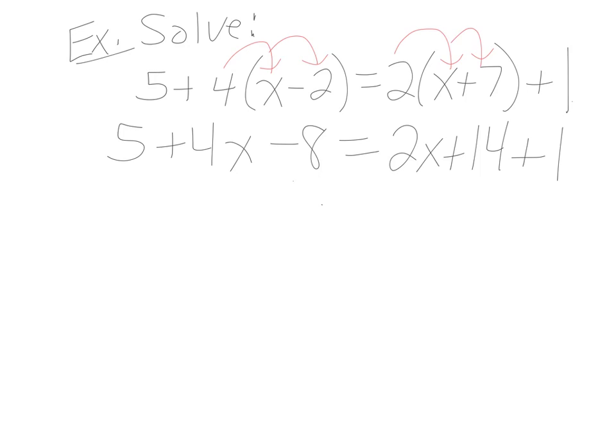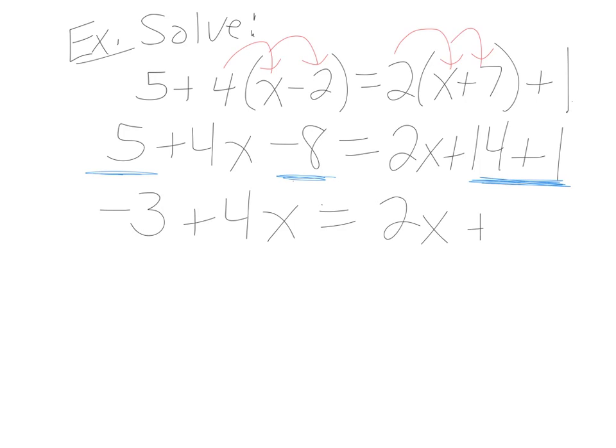Now look at the left side of the equation and see that we could combine the 5 and the negative 8. 5 minus 8 is negative 3. We still have the plus 4x equals, look on the right side, I can combine the 14 plus 1. So 2x plus 15. Now, there's nothing else I can do on the left side. There's nothing else I can do on the right side.